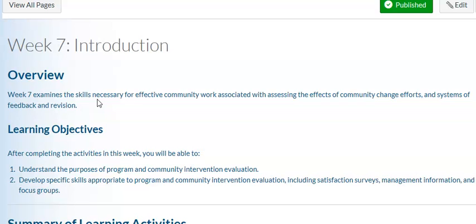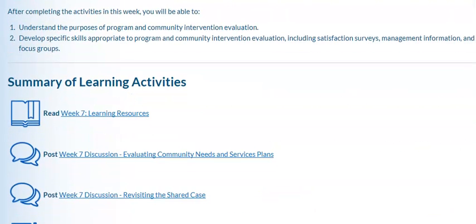So for week 7, the objectives are to understand the purposes of program and community intervention evaluation, and to develop specific skills appropriate to program and community intervention evaluation, including satisfaction surveys, management information, and focus groups. The learning activities for this week are as follows.